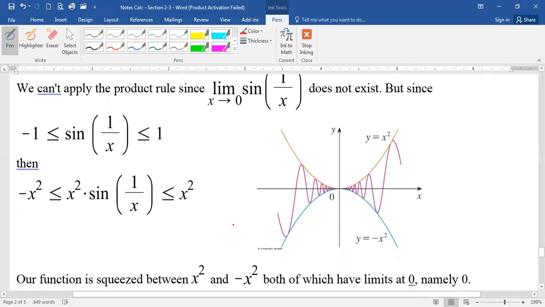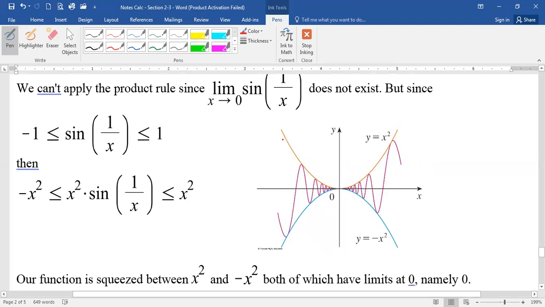But we know that the sine of anything is between -1 and 1. It vacillates between -1 and 1. And if we take that inequality and multiply each part by x squared, so -1 times x squared is negative x squared, and 1 times x squared is x squared, then I have what I'm looking at. Because the sine is between -1 and 1, multiplied by x squared, this has to be between negative x squared and x squared.